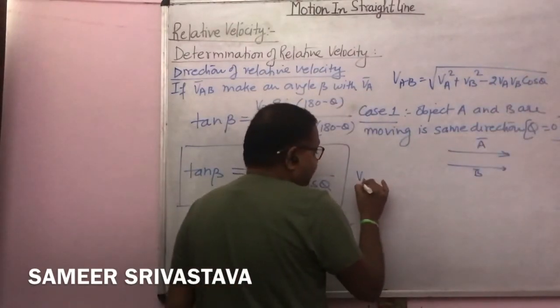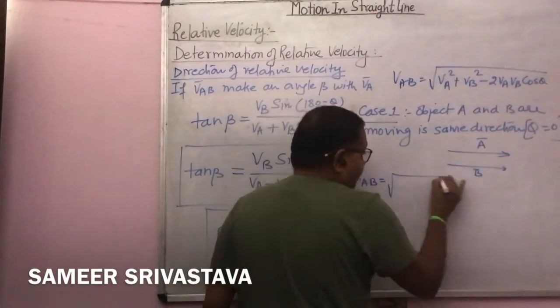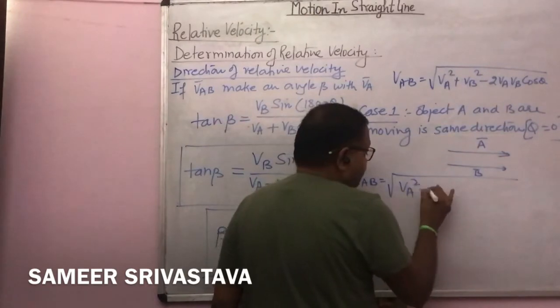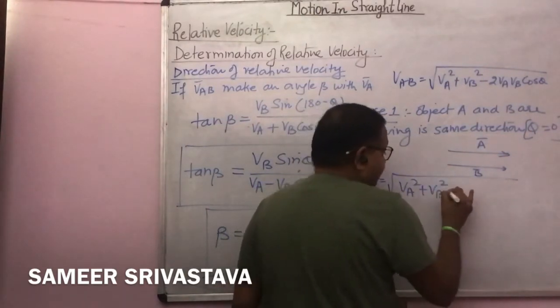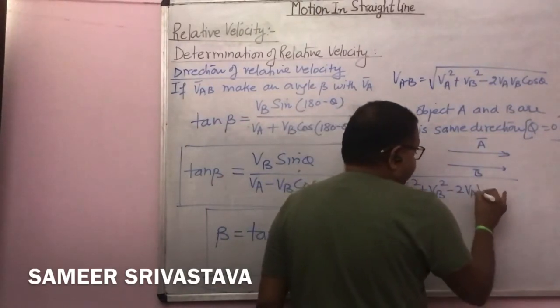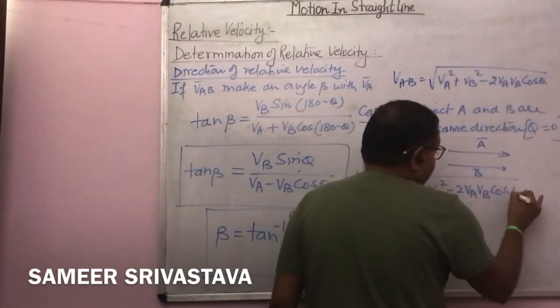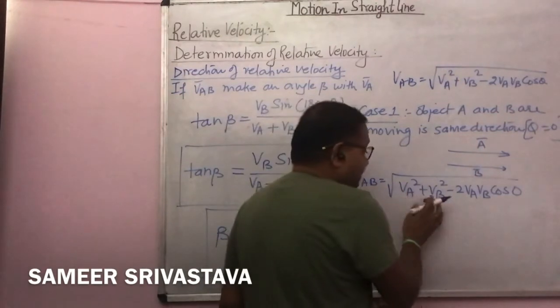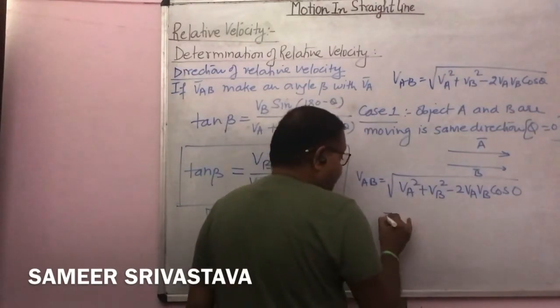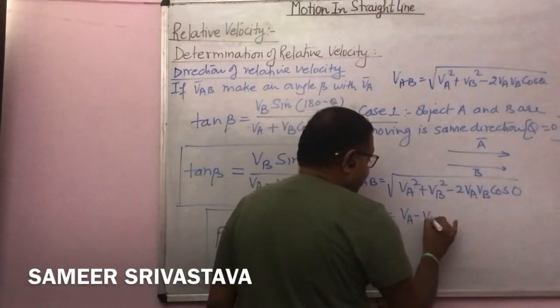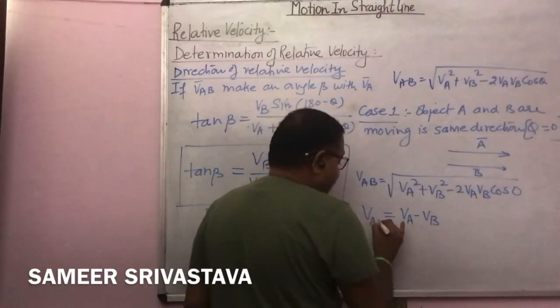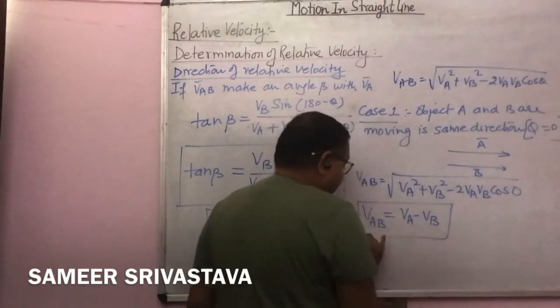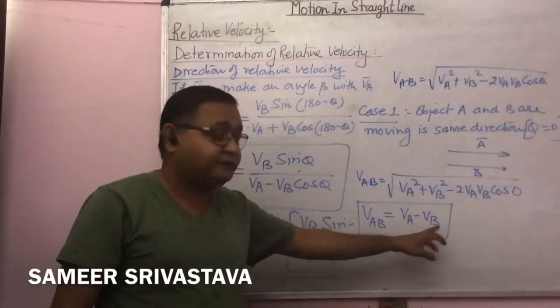Now what will the answer be? VAB equal to under root VA square plus VB square minus 2 times VA VB cos 0. And cos 0, we all know, is 1. So this becomes VA minus VB whole square, or finally the answer is VA minus VB. So when two objects are moving in the same direction, the relative velocity is always the difference of the two.